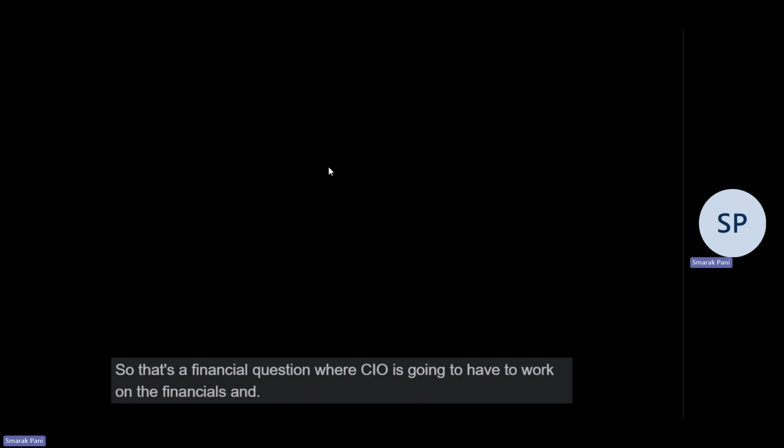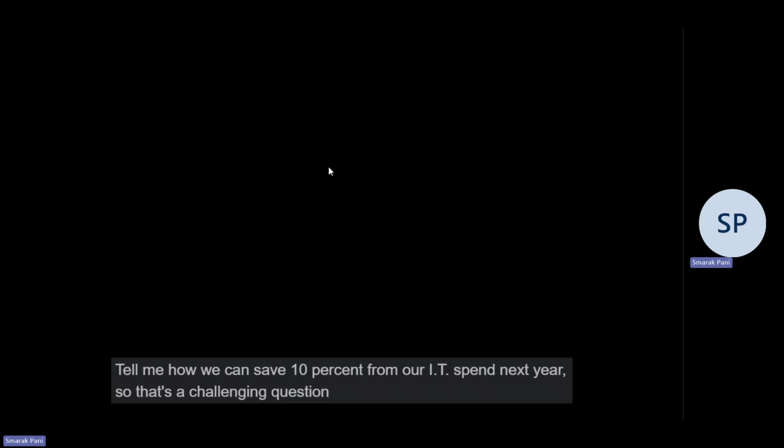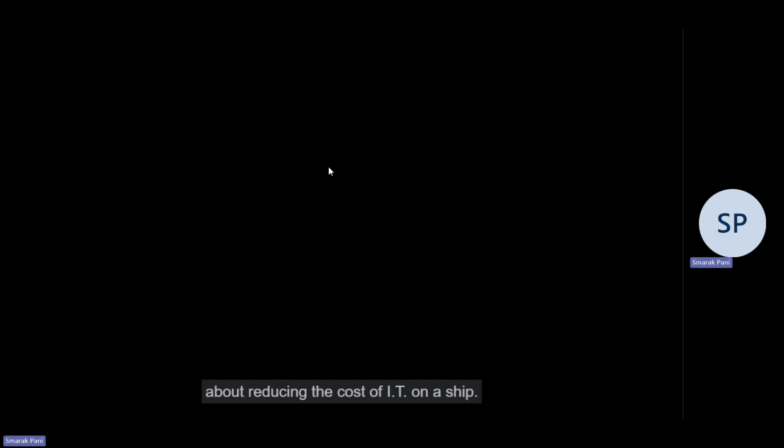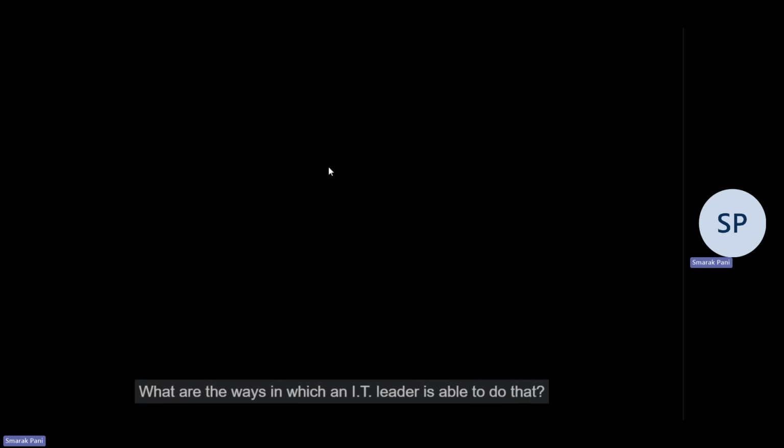So that's a financial question where the CIO is going to have to work on the financials and demonstrate a return for a particular type of IT investment. Tell me how we can save 10% from our IT spend next year. So that's a challenging question about reducing the cost of IT ownership. What are the ways in which an IT leader is able to do that?